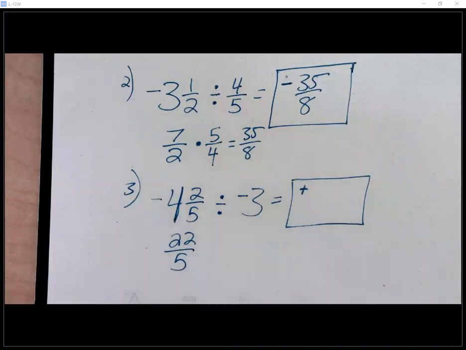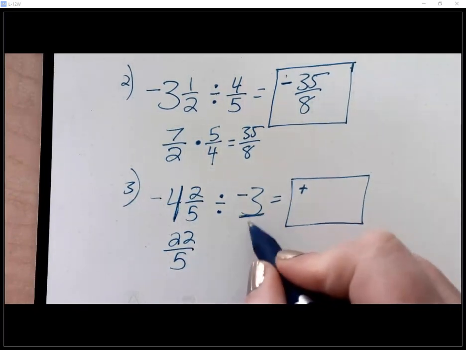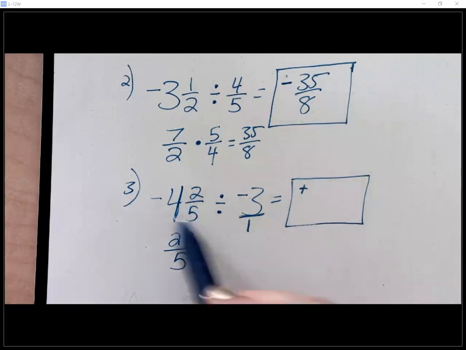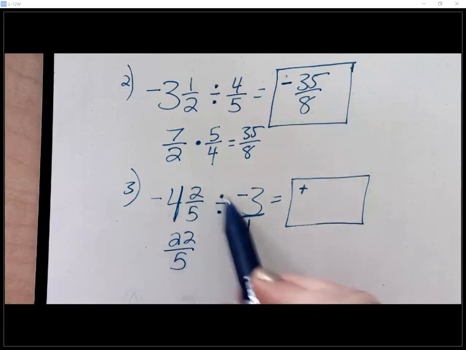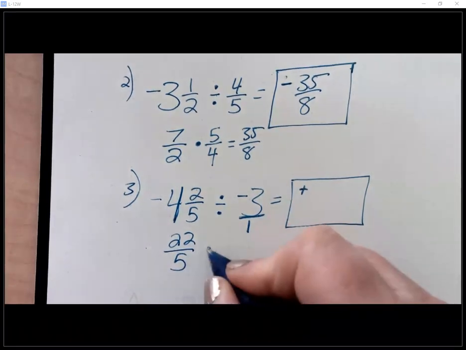Did you hear me? What do I do next? Where do I go from there? I will, okay, so I can do that back up here. But, so I rewrote this one as 22/5. What happens to that division? What does that become? And then what do I do with this thing?